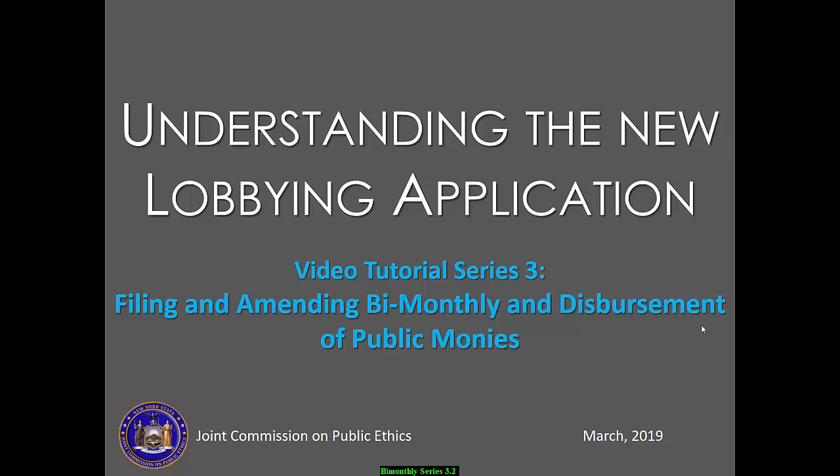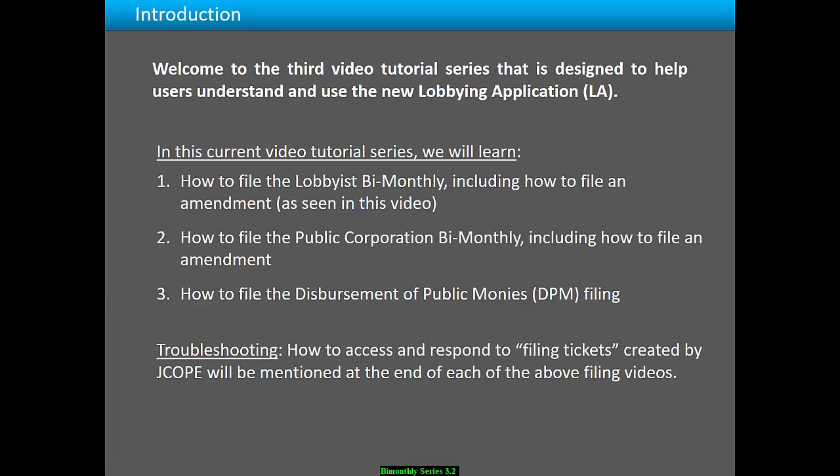Welcome to the Bi-Monthly and Disbursement of Public Monies part of the new lobbying application launch. In the previous video, we went over how to file the Lobbyists Bi-Monthly, including how to file an amendment. In this video, we will be going through how to file the Public Corporation Bi-Monthly, including how to file an amendment, what new rules apply to filing submissions, and how to navigate through each tab on the filing.